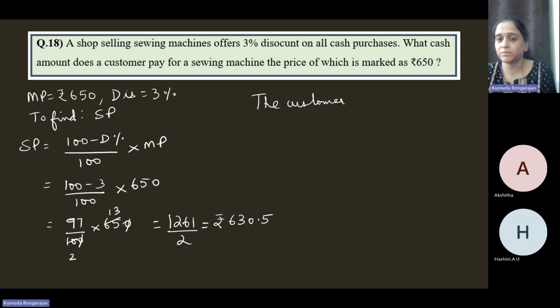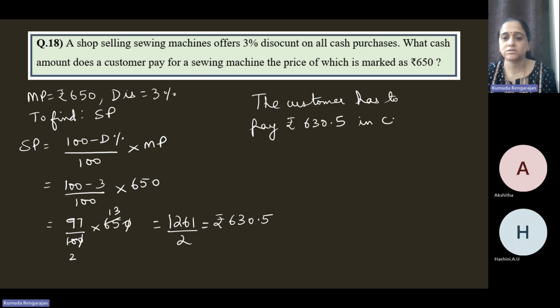So the customer has to pay 630 rupees and 50 paise, 630.5 rupees in cash, to buy the sewing machine.